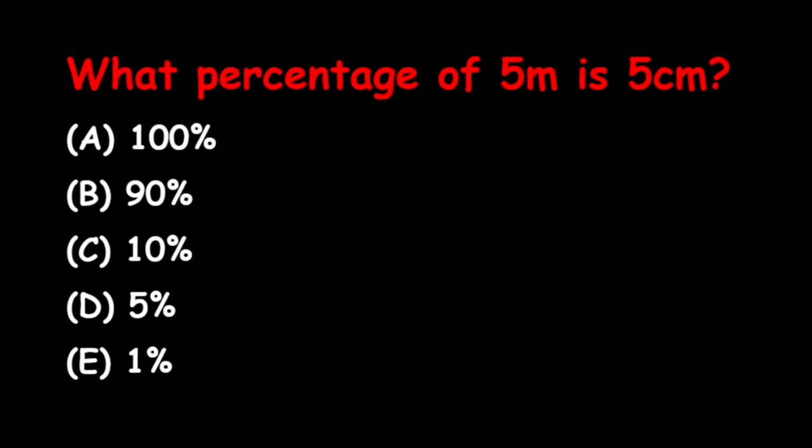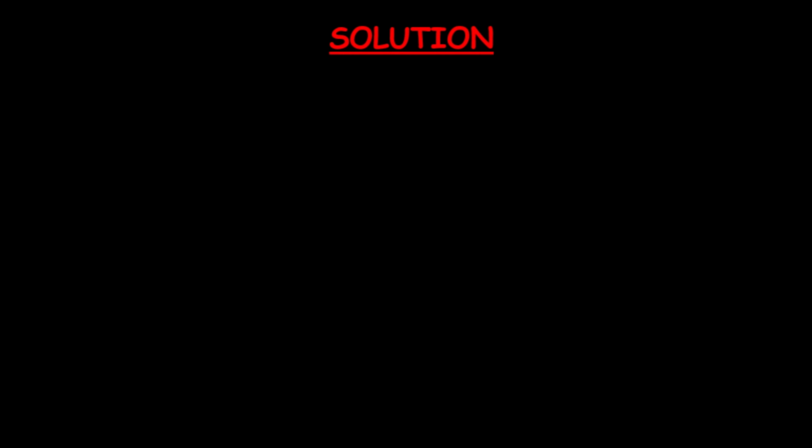What percentage of 5 meters is 5 centimeters? A. 100%. B. 90%. C. 10%. D. 5%. E. 1%. Solution. Let's first convert 5 meters to cm.